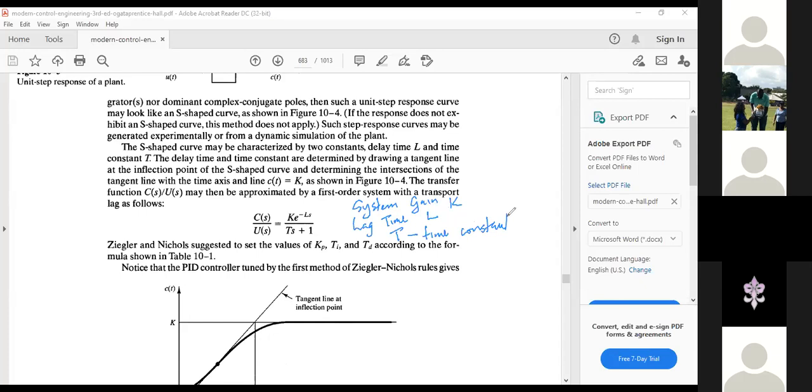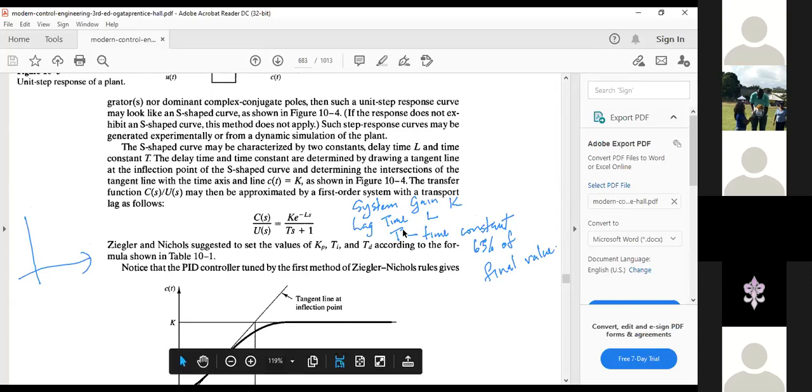And can somebody tell me the definition of time constant? Time taken to reach 68%, 63. Whatever. 68 is fine, or 66 is fine, or 67 is fine. Right? So the time constant is the time it takes to reach about 63% of the final value. All right.